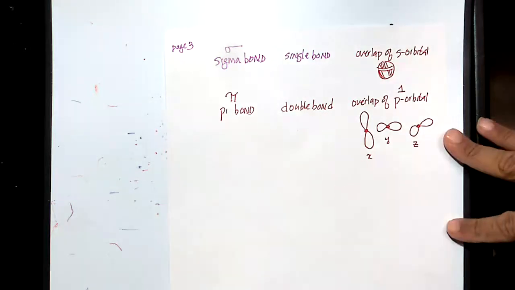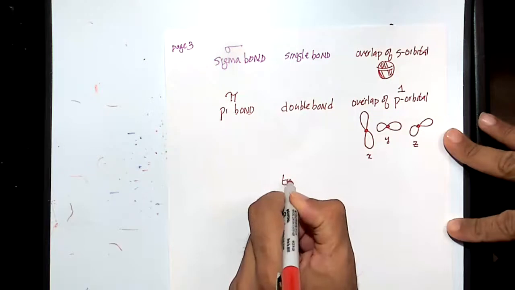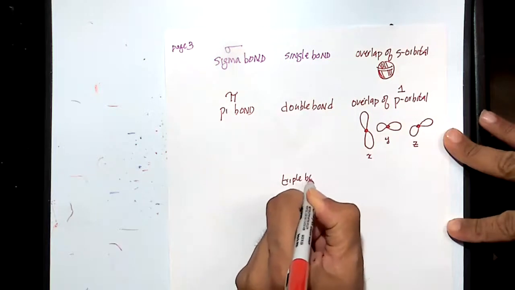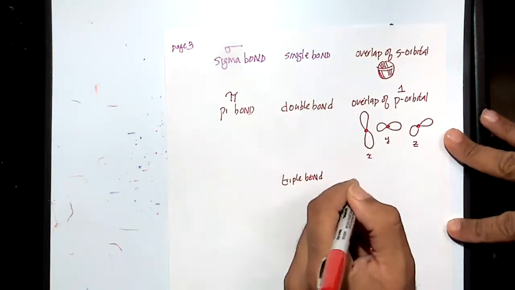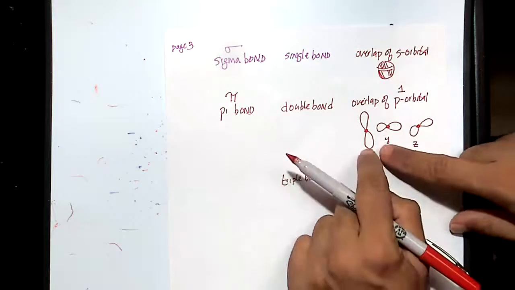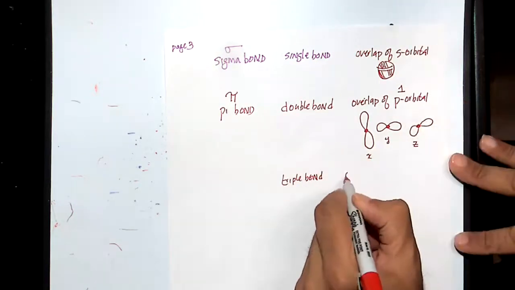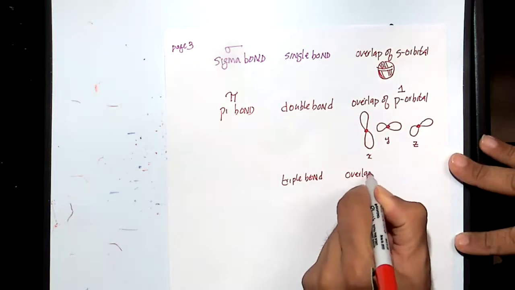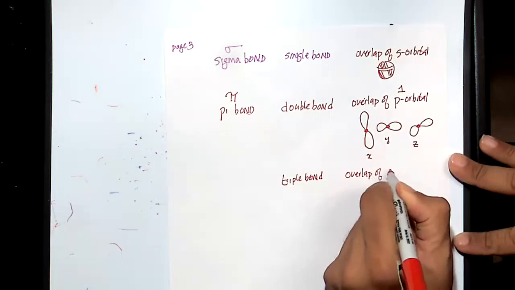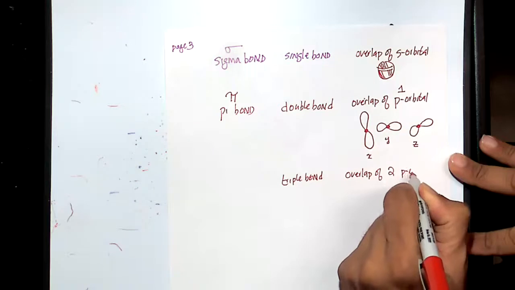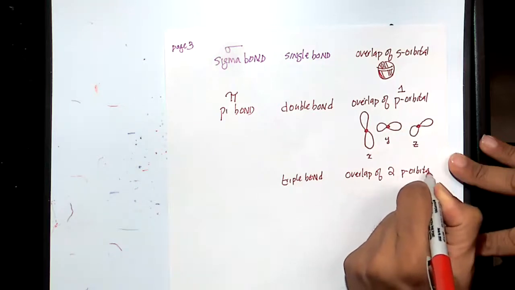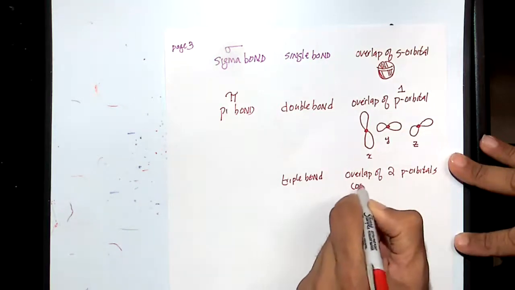Okay. There's also a triple bond. That is an overlap of not one p orbital, but two p orbitals, excuse me. Of two p orbitals coming together.